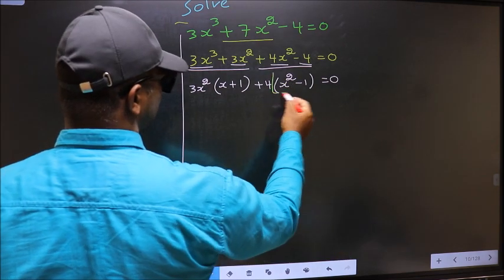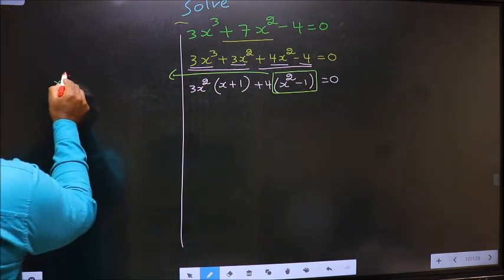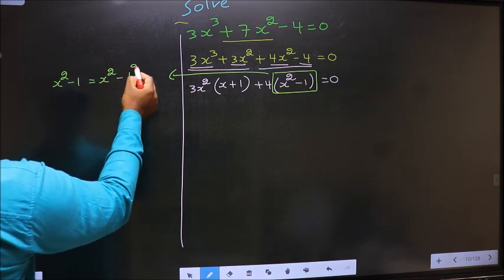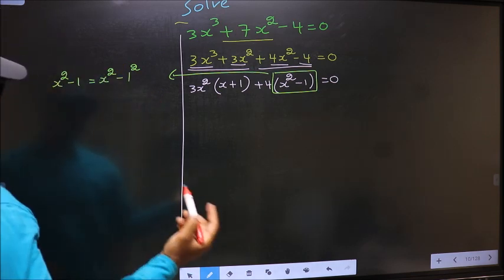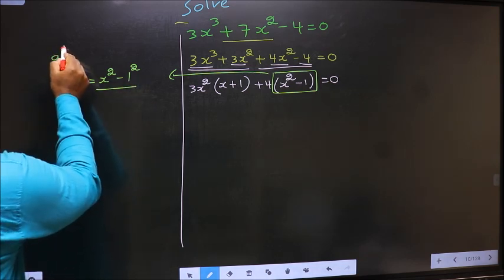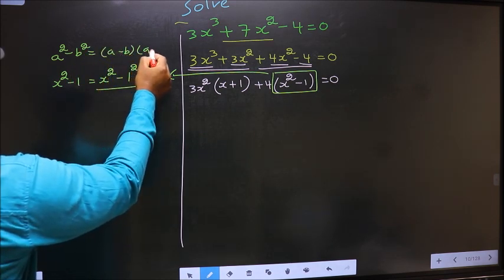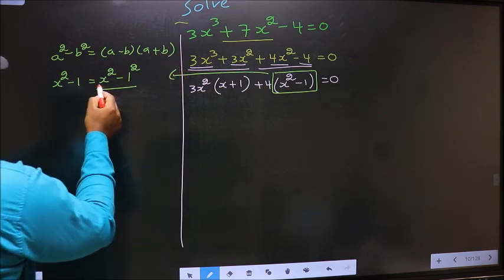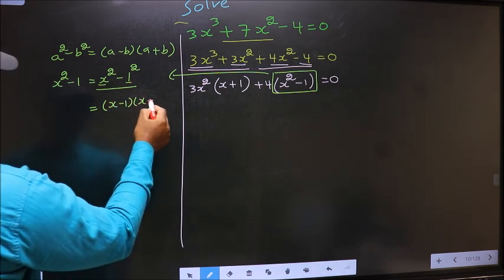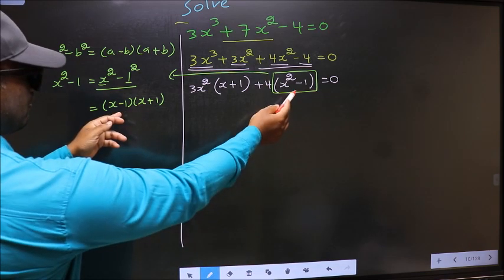Now, this quadratic, I will simplify it here. That is x² − 1. Even if we put the square on 1, it doesn't matter. The reason I put the square on 1 is that now we should apply the formula a² − b², that is (a − b)(a + b). So here in place of a, x, and in place of b, 1. So we get (x − 1)(x + 1). In place of this, we should write this over here.